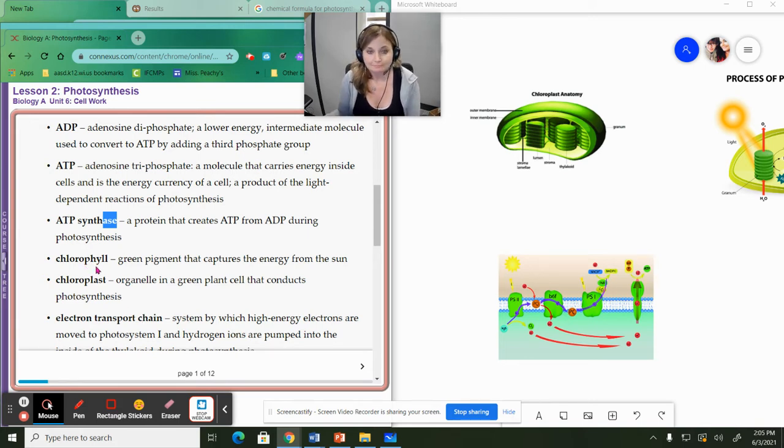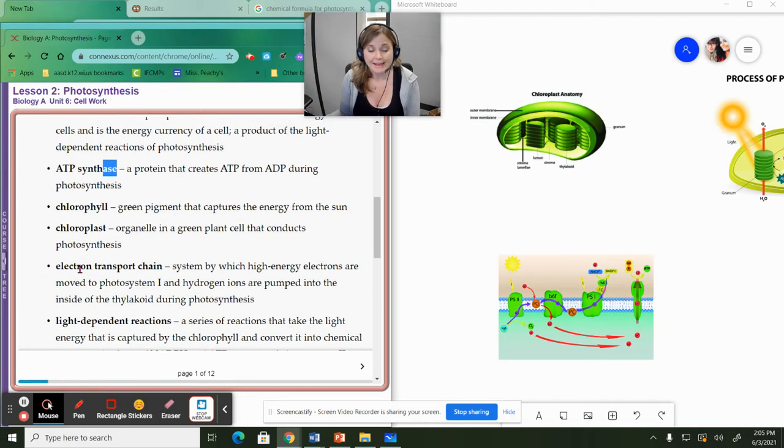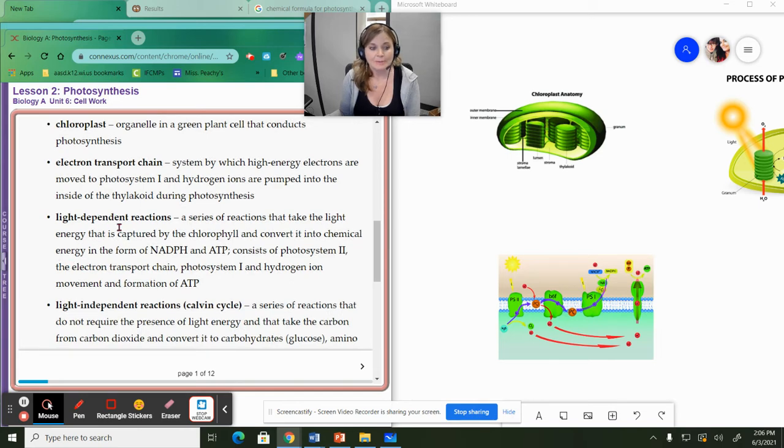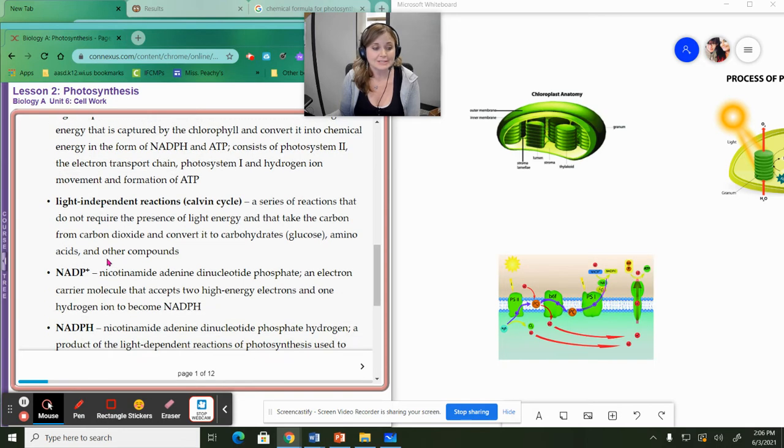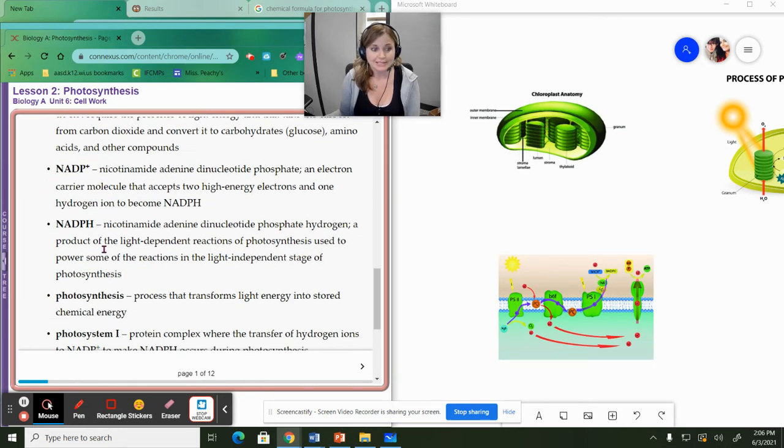We have chlorophyll, which you've probably heard of before. It is a green pigment that captures energy from the sun. It is found in plants and algae and other little protists like euglena. And the chloroplast is the organelle that we find in plant cells where chlorophyll is located, where photosynthesis takes place. We'll talk more about some of these as well. The electron transport chain, the light-dependent reactions, the light-independent reactions. We have other energy-carrying molecules here as well, NADP plus and NADPH.